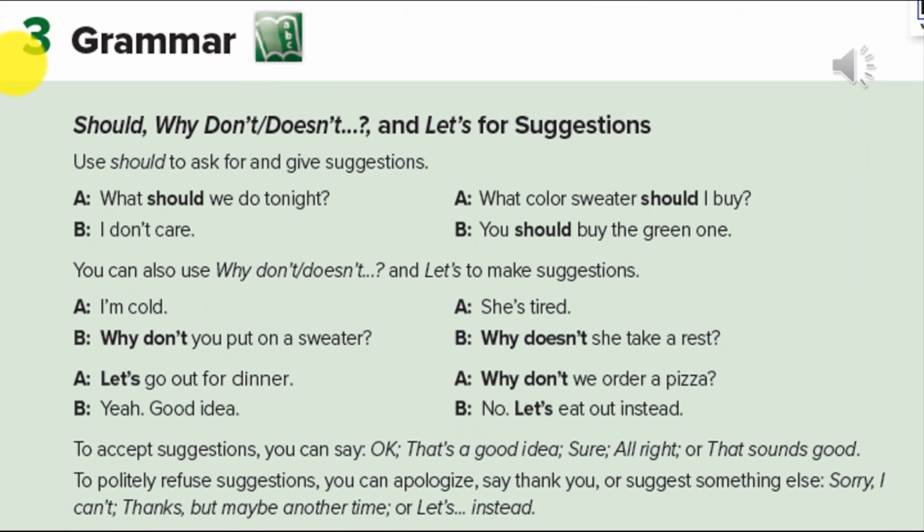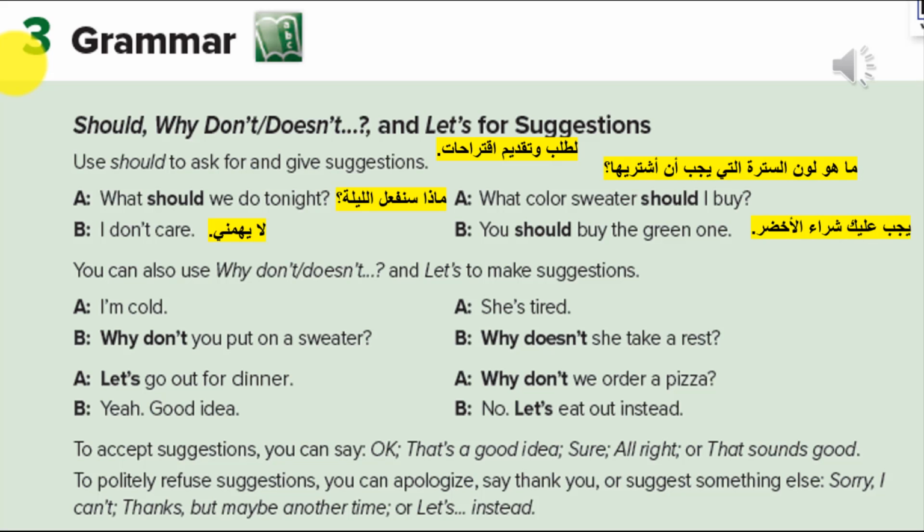3. Grammar. Should, why don't, why doesn't, and let's for suggestions. Use should to ask for and give suggestions. A. What should we do tonight? B. I don't care. A. What color sweater should I buy? B. You should buy the green one.